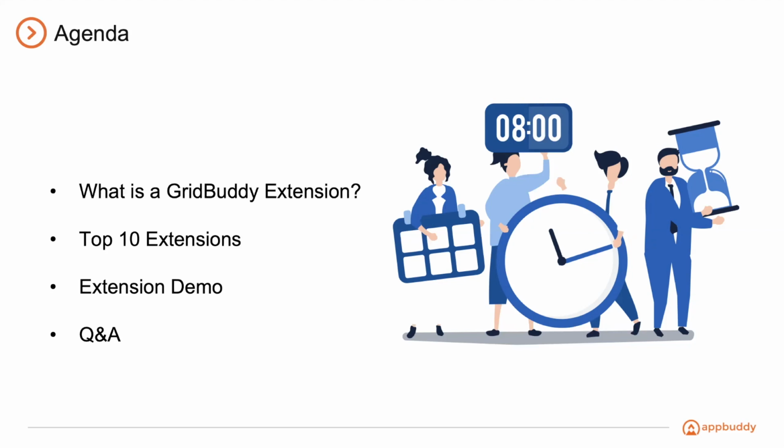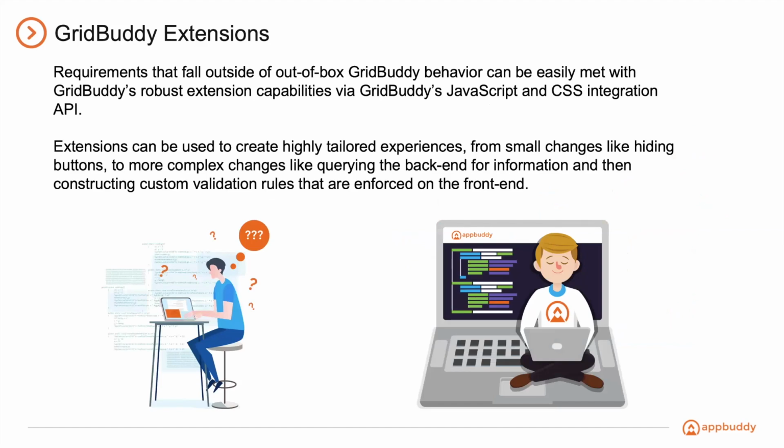Okay, so GridBuddy extensions. What an extension is, is a JavaScript or a CSS file. They used to be called custom code, and if you're on a version of GridBuddy older than 7.0, that's what you're still going to see in the Grid Wizard. But we've renamed them to be extensions because it could be as simple as just a couple of words, a couple lines of code. It's not really a customization, and we didn't want people to get that idea.